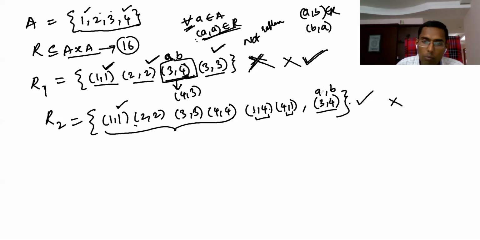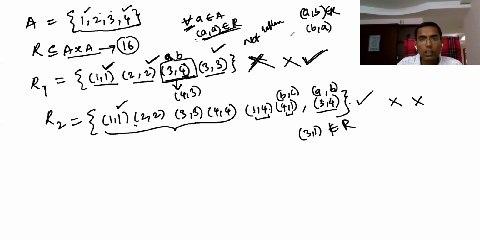AB is this, BC means it should start with 4, that is BC is this. AB is there, BC is there. So AC becomes what? AC is 3 1. 3 1 is not there. So it's not transitive also. So that is how we have to check transitivity.